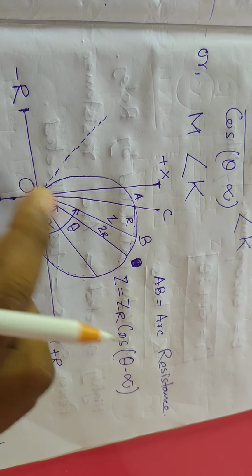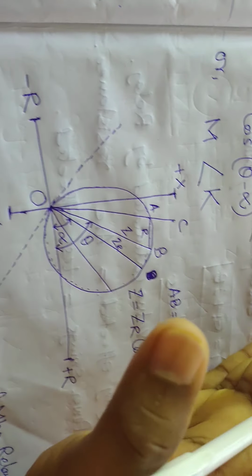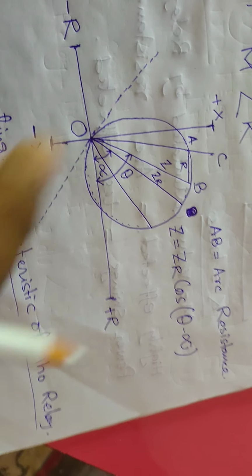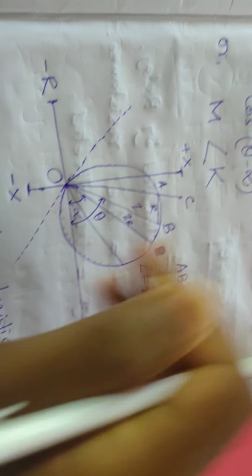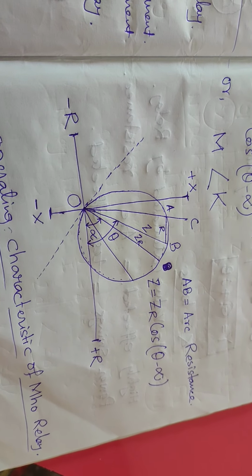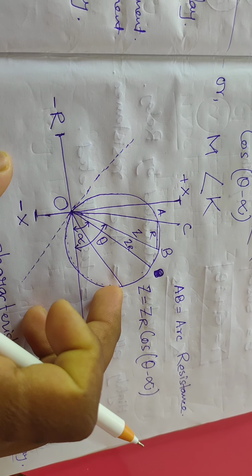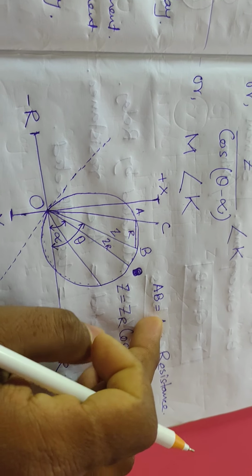And it's also a directional relay, because in that direction, if we draw a line in that direction, the relay will operate, and in the opposite direction it is not operated. So it is not a bidirectional relay, it is a directional relay.